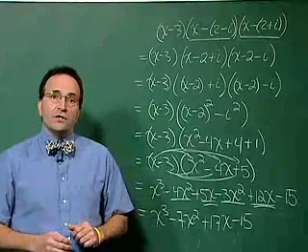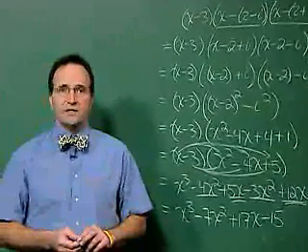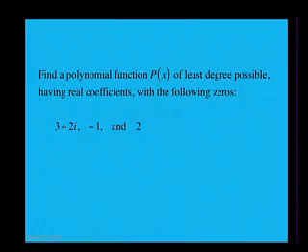Well, now it's time for you to try a problem. Here's the example that I would like you to do. Find a polynomial function p of x of the least degree possible having real coefficients with the following zeros: 3 plus 2i, negative 1, and 2. Pause the video to work on this problem. When you are finished, restart the video to check your solution.